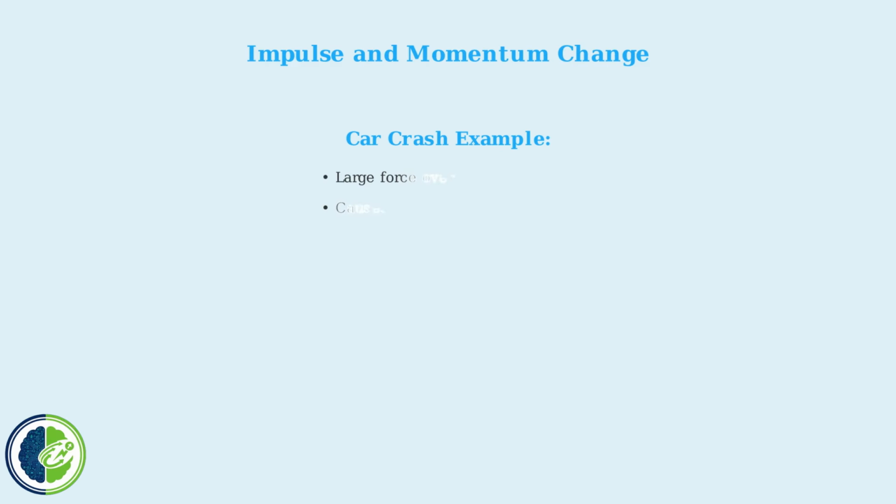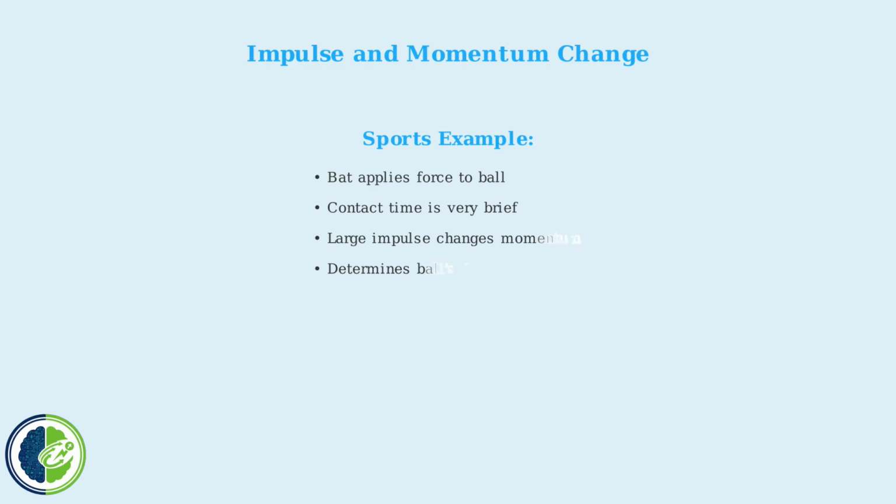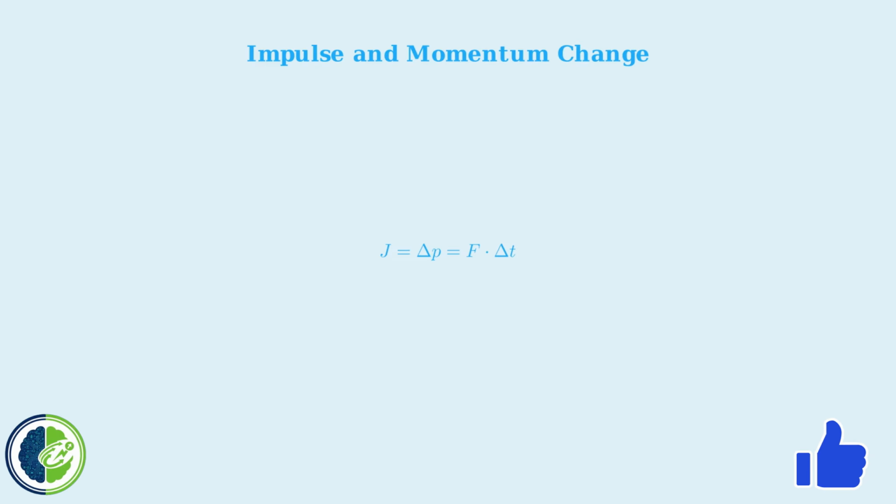Safety features like crumple zones work by increasing the time of collision, which reduces the force for the same change in momentum. In sports, the same principle applies. When a bat hits a baseball, the force and contact time determine how the ball's momentum changes. Understanding impulse helps us analyze and predict the outcomes of collisions and impacts in both everyday life and engineering applications. Remember the key relationship. Impulse equals the change in momentum, which gives us powerful tools for analyzing motion and forces.